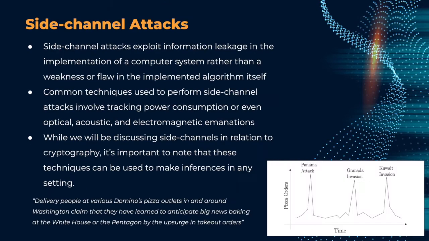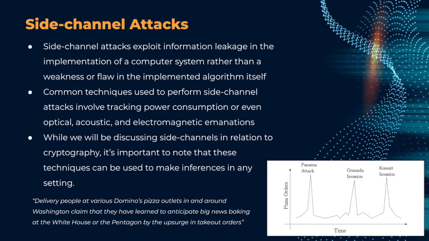Side channel attacks are attacks that don't directly exploit a weakness in the entity, but rather exploit information leakage through peripheral channels. Common techniques used to perform side channel attacks on computer systems involve tracking power consumption, or even noticing optical, acoustic, and electromagnetic emanations. While we will be discussing side channels in relation to cryptography, it's important to note that these techniques can be used to make inferences in any setting.